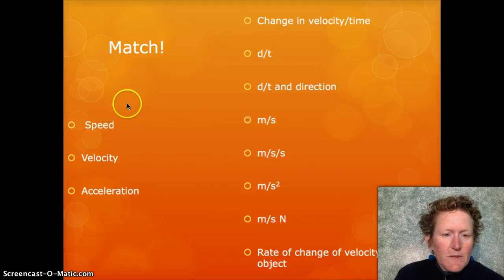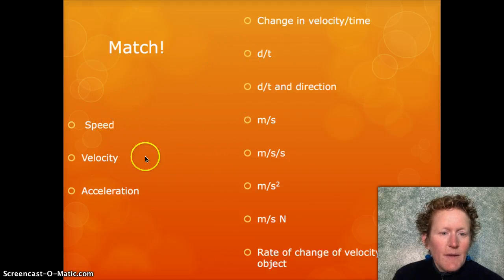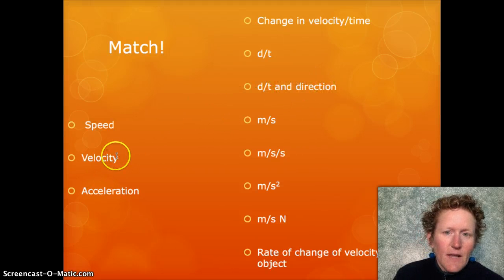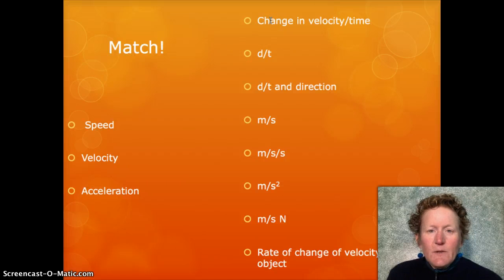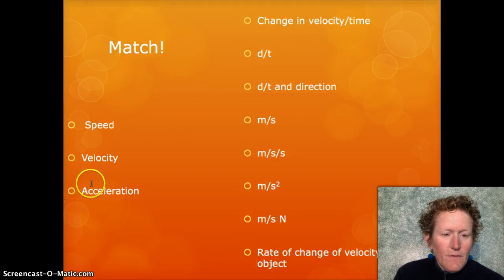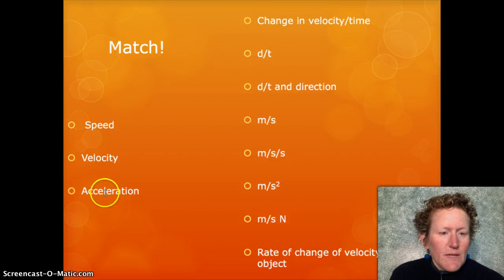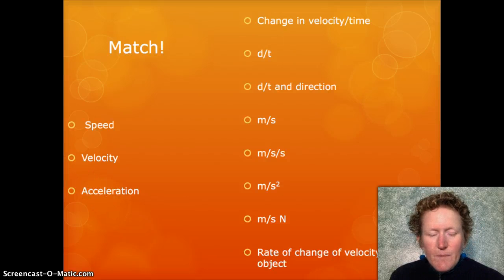Speed goes with meters per second, or distance over time. Velocity, of course, if you add direction, that's velocity. Change in velocity over time, or change in your speed and direction over time, is acceleration, which is the rate of change of velocity of an object. So how fast something is speeding up or slowing down is the acceleration. Pause the video and see if you can mentally match all of these things.